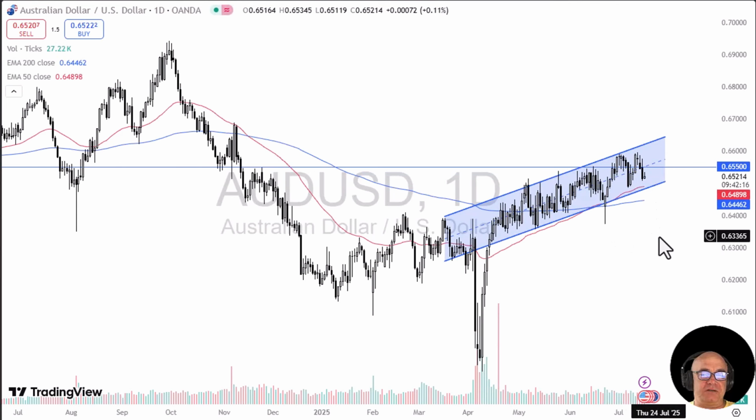If we were to break down below the 50-day EMA, then the 200-day EMA near the 0.6450 level is your next support level, and anything underneath there probably allows the Aussie to truly drop. If we can break above the 0.6550 level, then it's possible that we could go looking to the 0.66 level after that. That would just be a continuation of the channel, which has been in effect since late April.